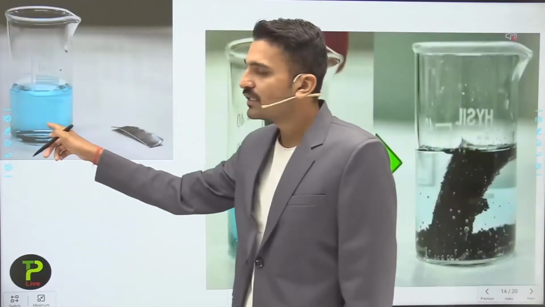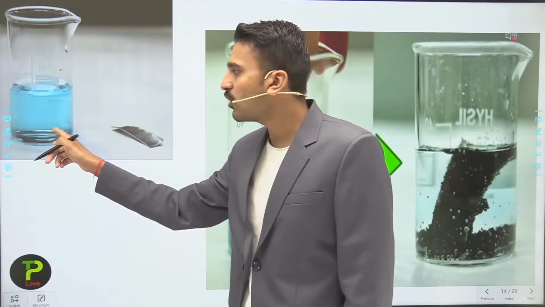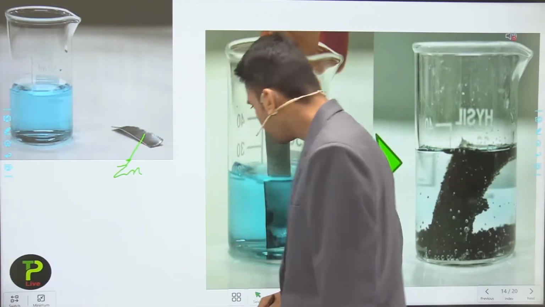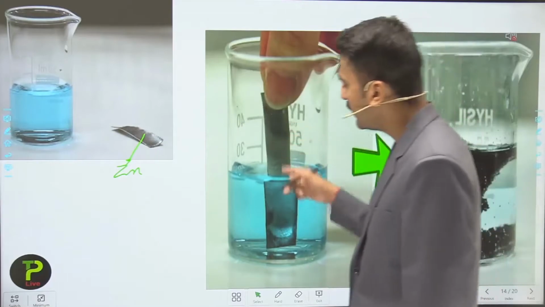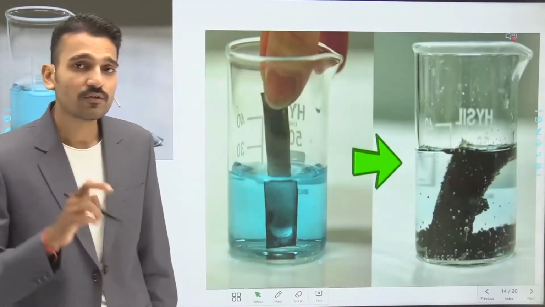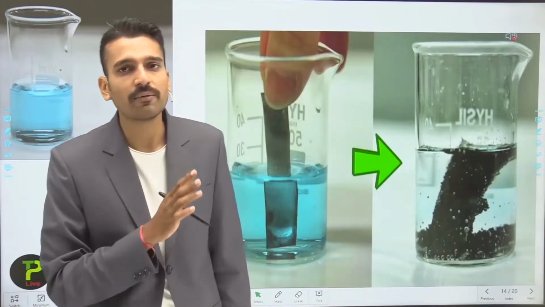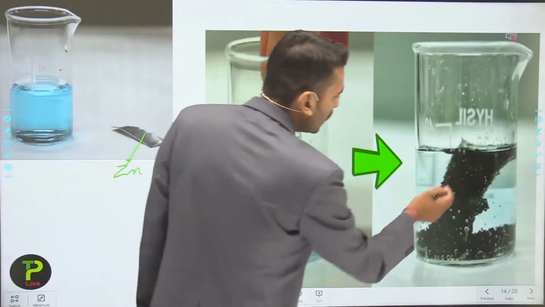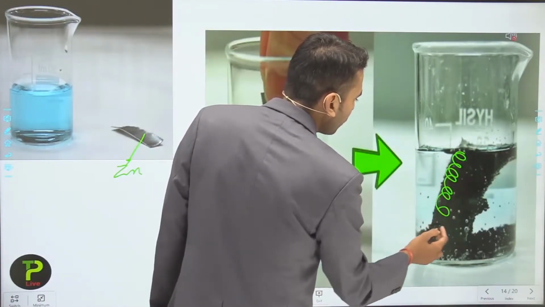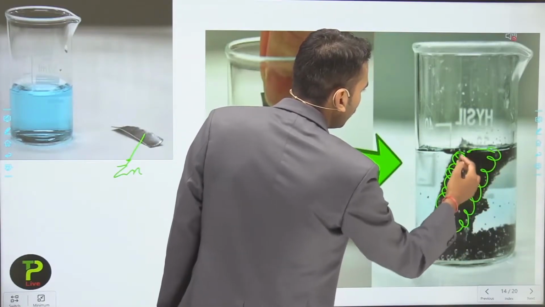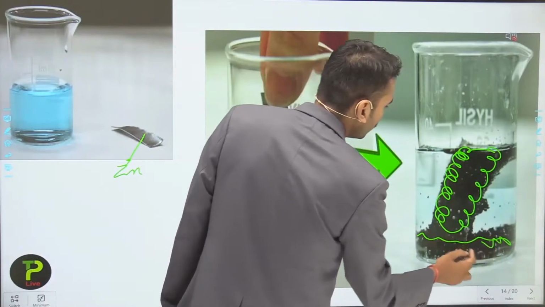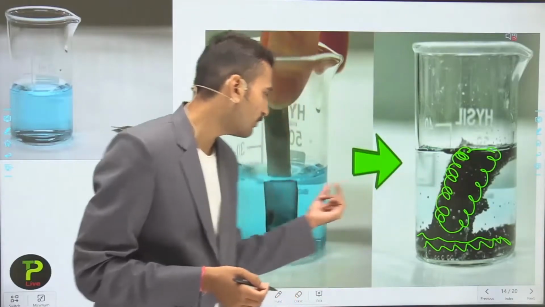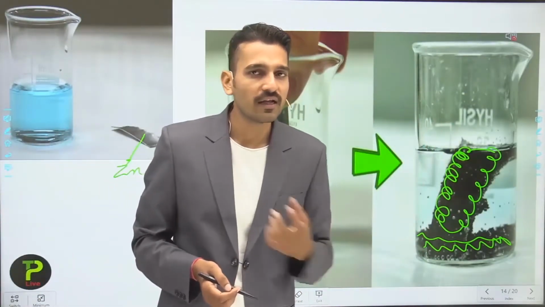So here you see the color of the solution is blue because it is a copper sulfate solution, and here you see this piece of zinc. What happens when you dip the zinc in this beaker? This is not an instantaneous reaction, it will take some time. Then as the reaction proceeds, the brownish color will deposit over this metal piece, and some of it will settle at the bottom of this beaker, and the solution which was blue in color turns colorless.